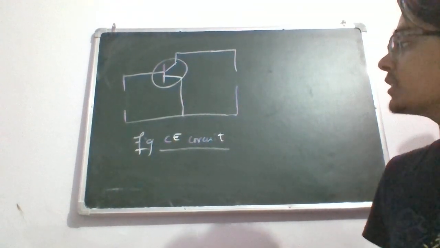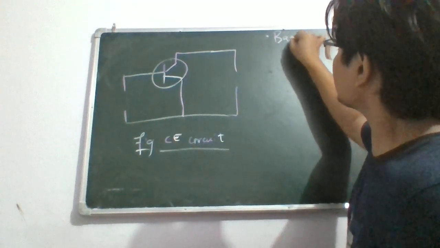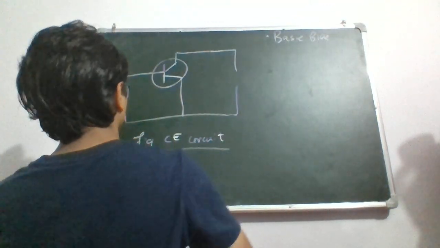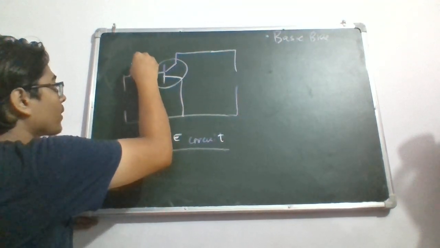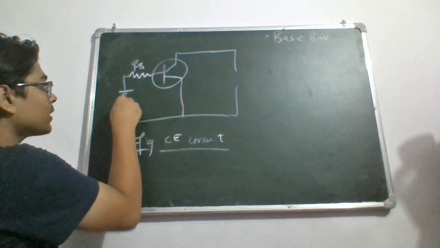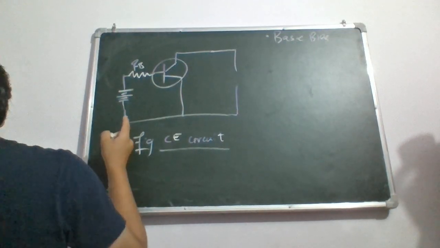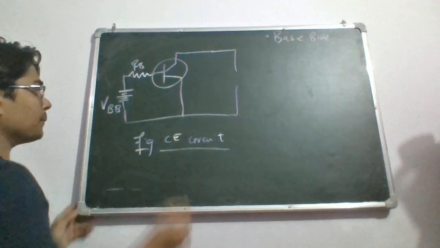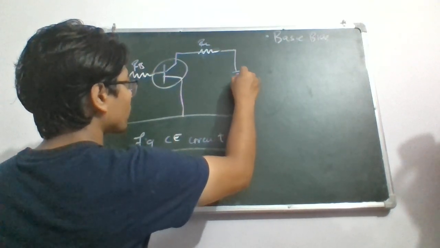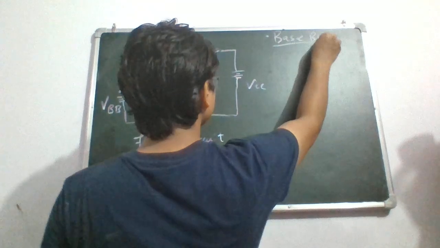This circuit you see here is a common emitter circuit. Now, to bias this by using something called base bias, what you do is you provide a specific amount of resistance, called RB, at the base terminal, and a specific amount of voltage at this node, which is called VBB, and similarly provide a resistance at the collector terminal and a specific amount of voltage, which is called VCC, and this is what the base bias looks like.